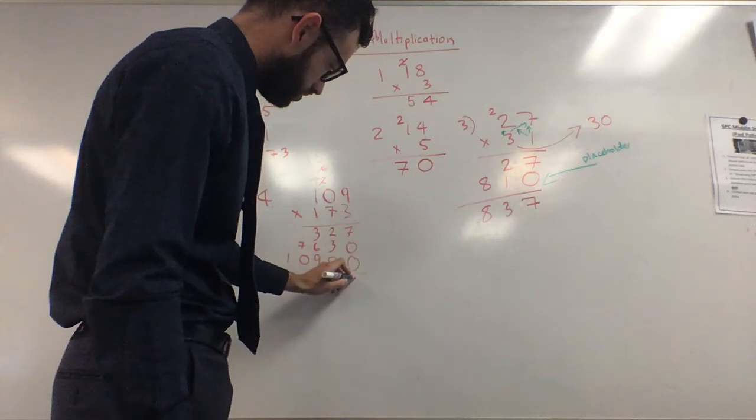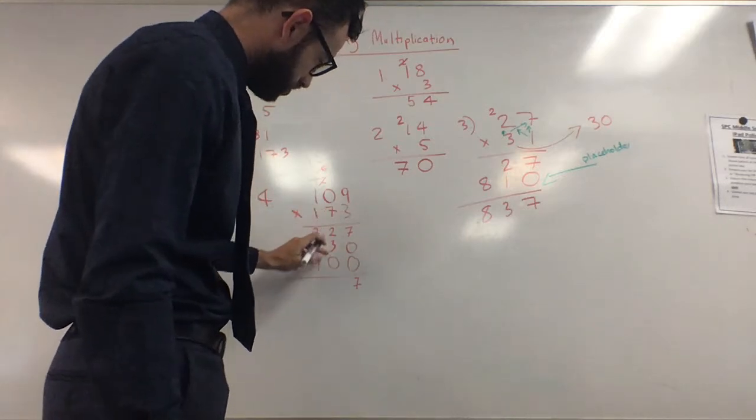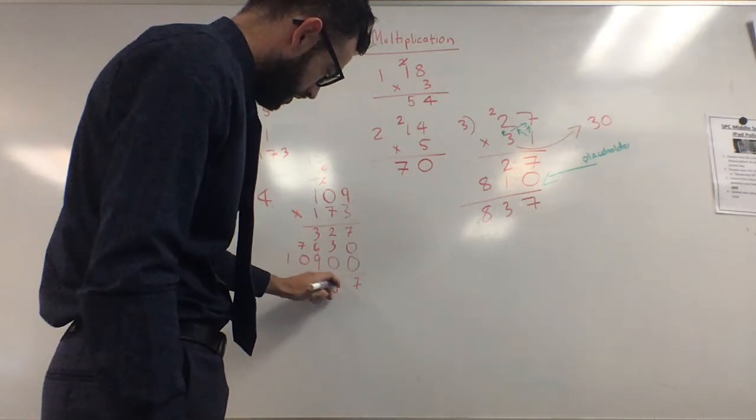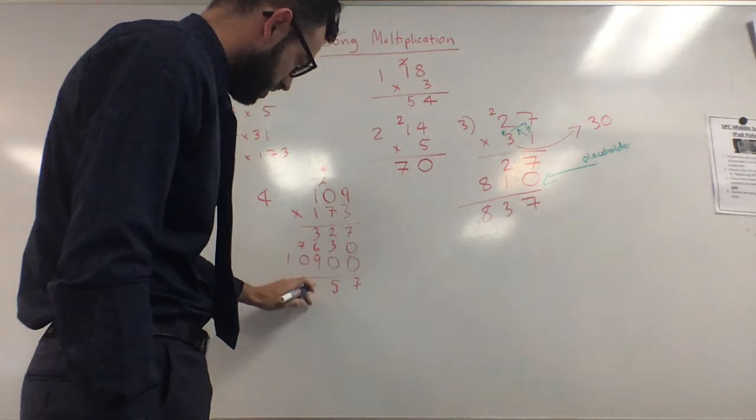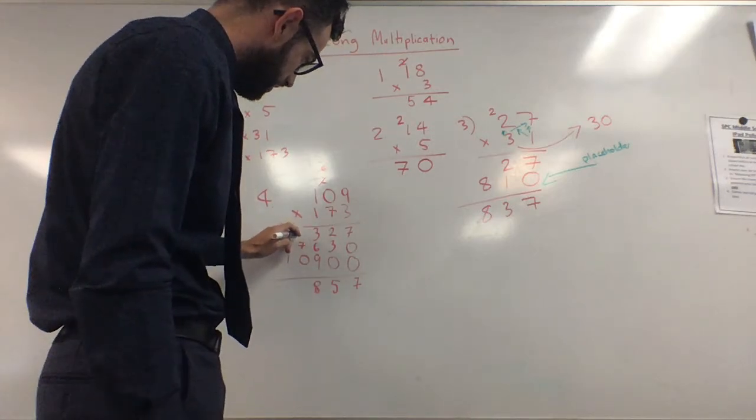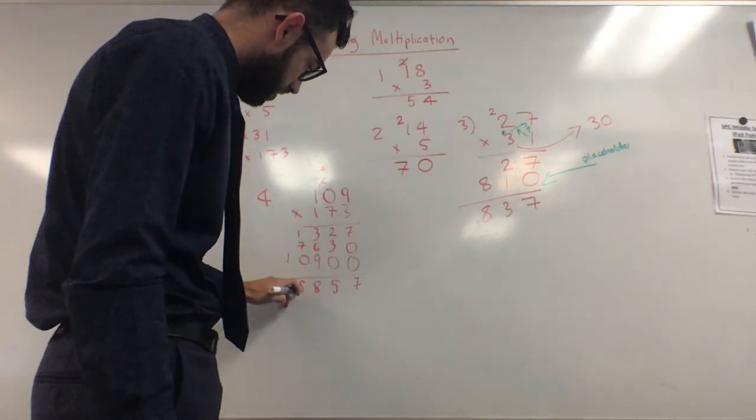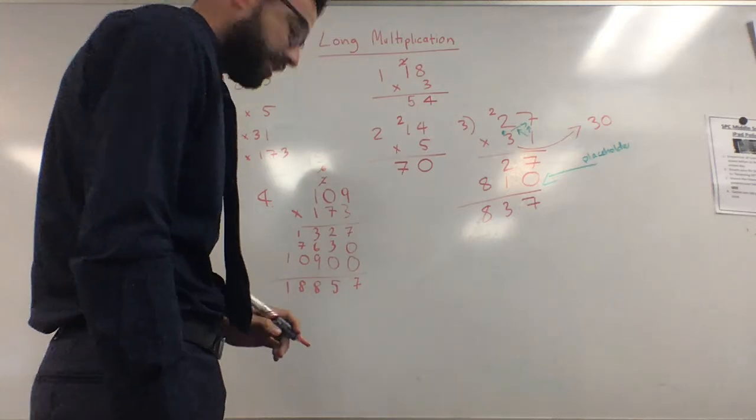7 plus 2 zeros are still going to be 7. 2 plus 3 plus 0, 5. 3 plus 6 plus 9, 18. So we carry our 1. 1 plus 7 plus 0, 8. And 1 plus nothing, 1. And that is our answer.